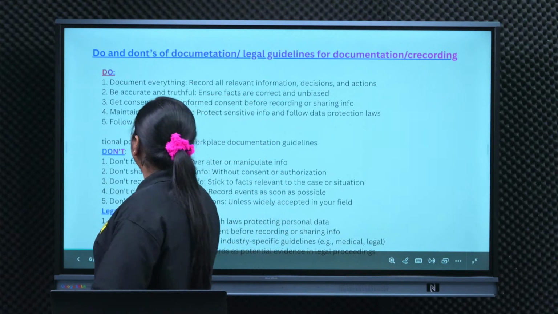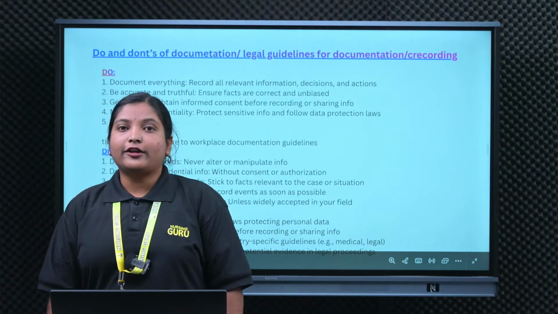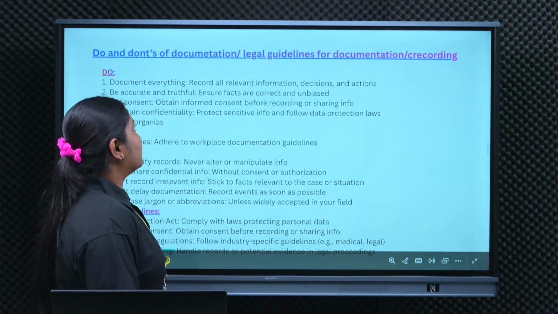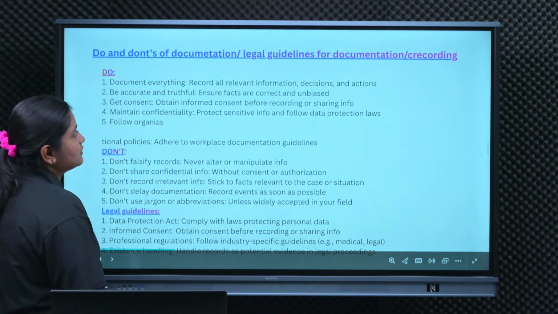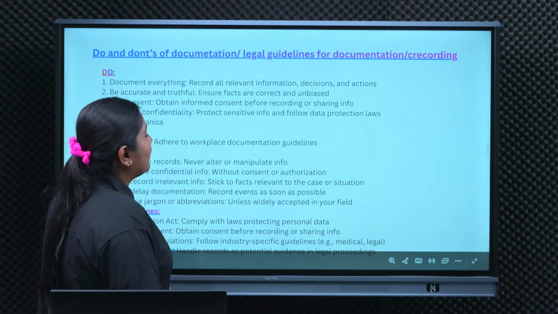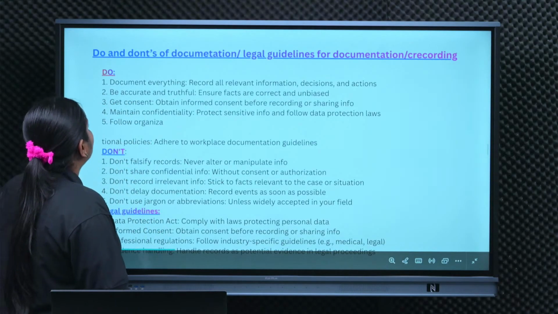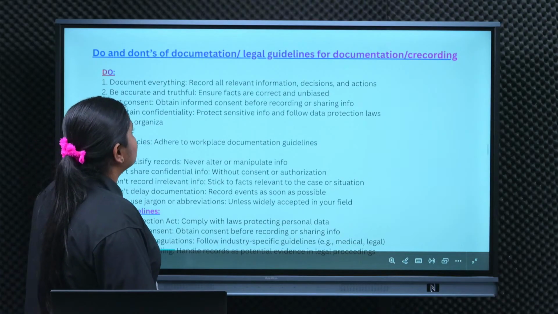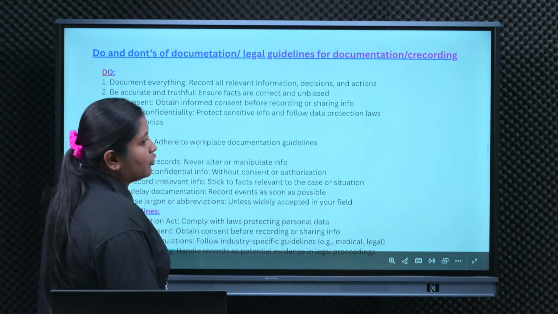Do's and don'ts of documentation. So what you are supposed to do and what you should not do. That is very important. Legal guidelines for documentation or recording. Do, in the sense of what you have to do: document everything. So everything you should document.